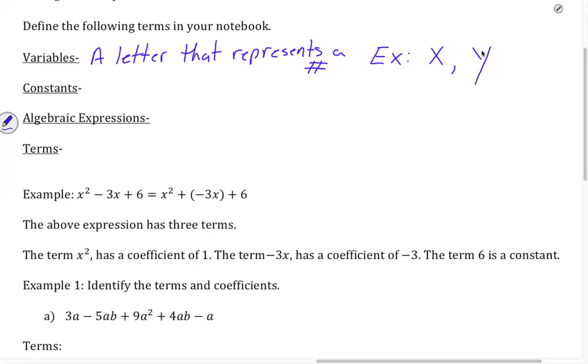All right? And no, that's not the hashtag symbol. It's the pound symbol. It's the number symbol. Okay?